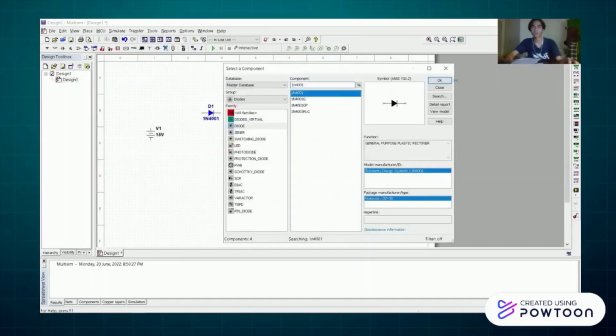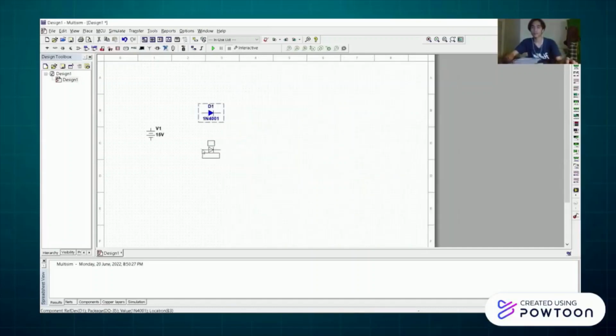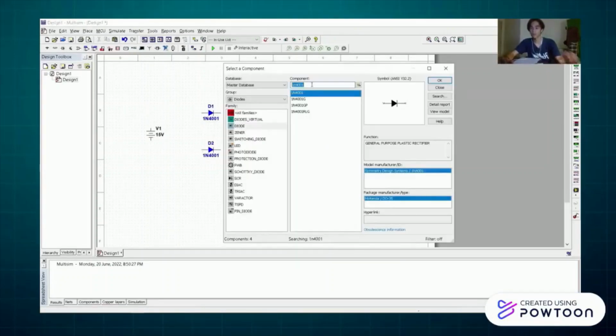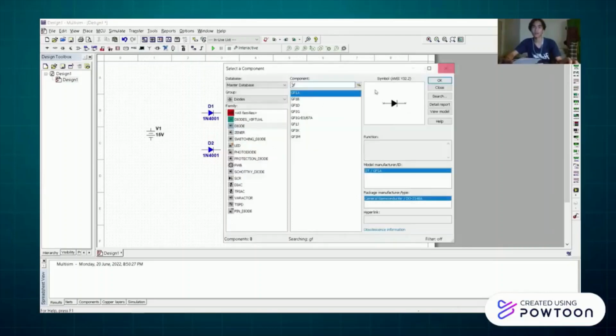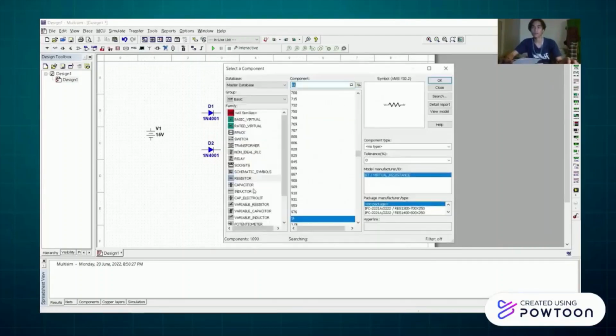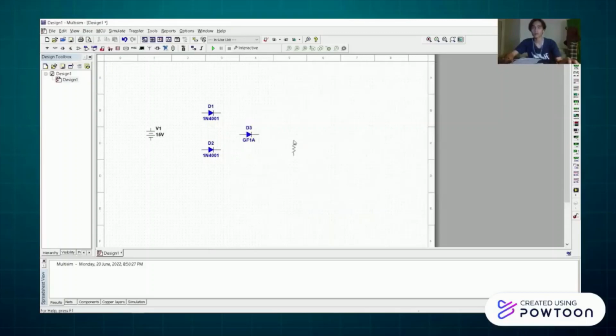So the next component is germanium diode. Use GF1A germanium diode. And the last component is resistor. Set resistor value to 6.6 kilo ohm. Now make connections for all components.